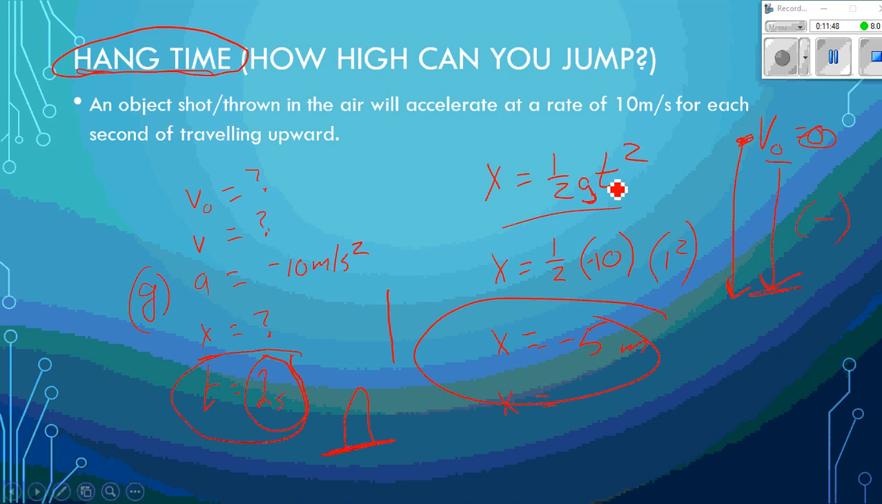So if it asks how high, do it this way. But just know that high doesn't have direction. So you just put 5 meters for your answer. Any questions about that?